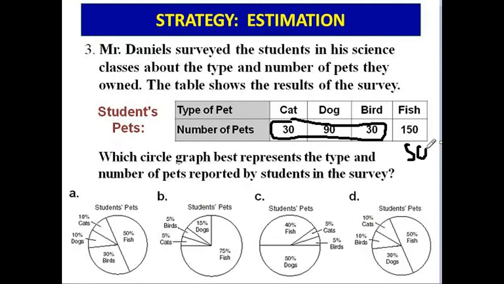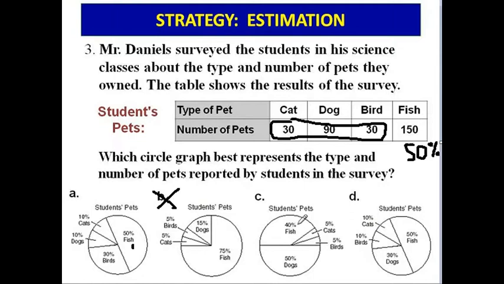Okay, this is estimation, and I'm also going to use process of elimination here. Fish looks like it works out okay on A right here, because that's 50% on A. It looks like it's not going to work on B, because that shows 75% fish. Looks like we have fish at 40% and dogs at 50% on C. Well, that's not going to work. Let's look at D. D, we've got fish at 50%, so I know it's either got to be A or D.